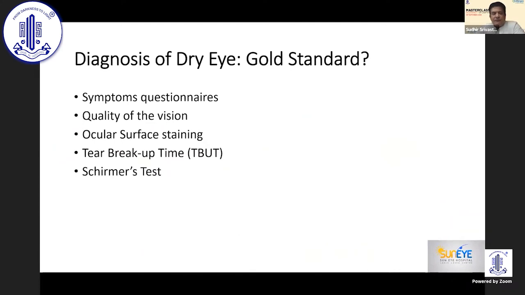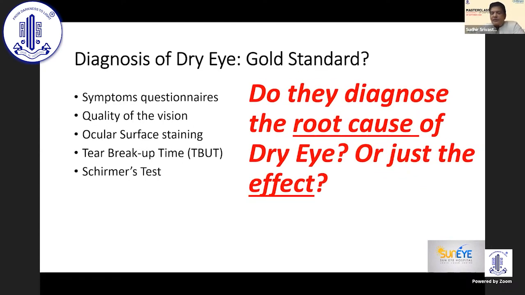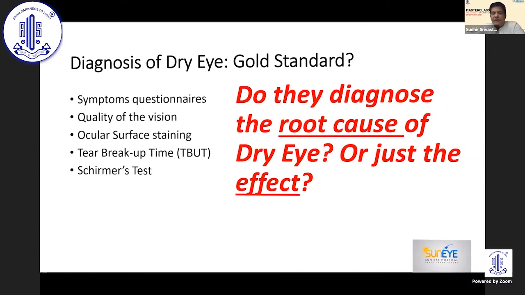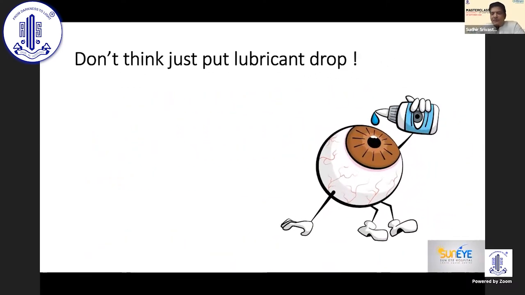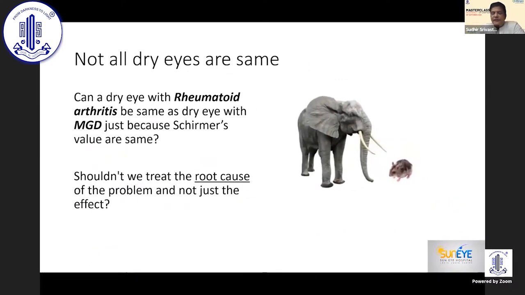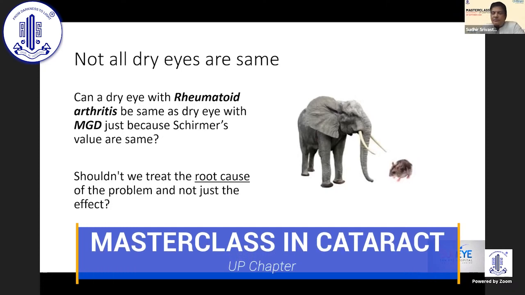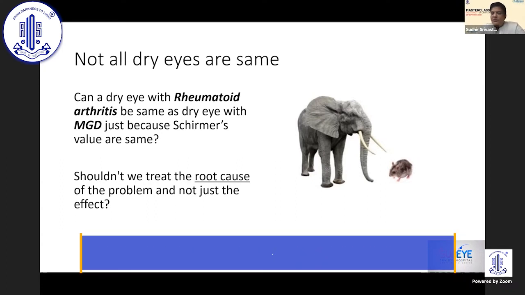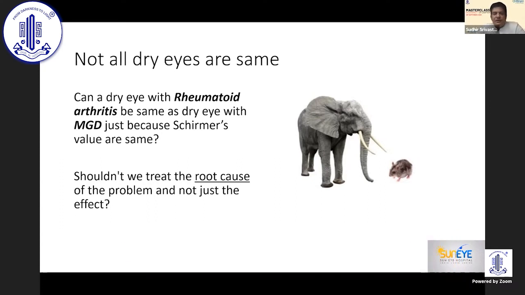So what we achieve after the questionnaires, assessing quality of life, doing stains, assessing the tear film breakup time and doing Schirmer's analysis, basically we only assess the effect of dry eye, not the cause of dry eye. As soon as we see a bad ocular surface, we start lubricant eye drops. This is not the right way. We need to understand the cause also, because a patient with rheumatoid arthritis and a patient with MGD may have a similar kind of Schirmer's picture. Giving the same kind of treatment in all patients is not right.